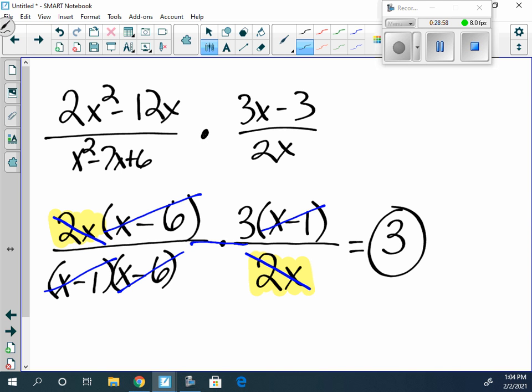I don't know why they set these up this way so it comes out to be a whole number, but hey, it works out this way.